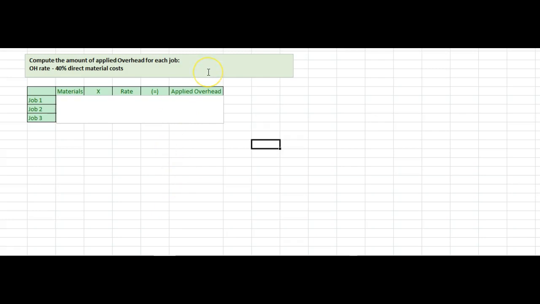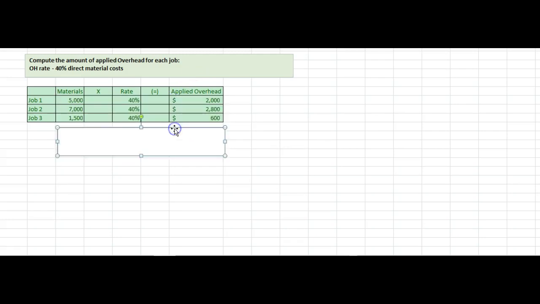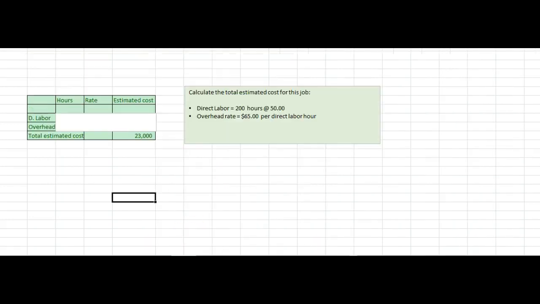Now this one, they're assuming that the amount applied for each job is 40% of direct labor costs. And I give you these numbers. All you have to do is multiply it times 40% to come up with the applied overhead. And the very last one is we're going to calculate the estimated total, or the estimated cost for this job.